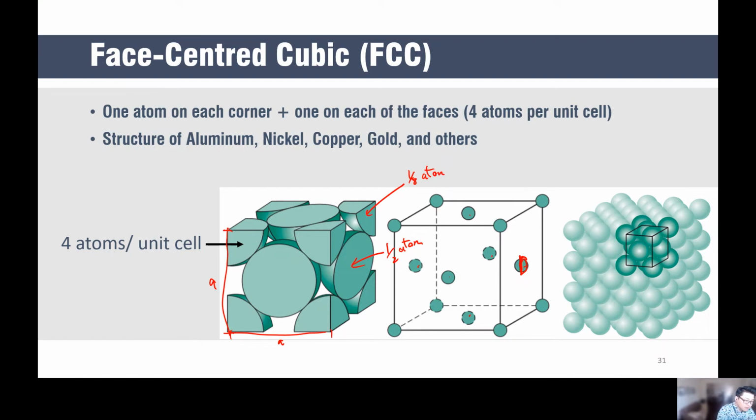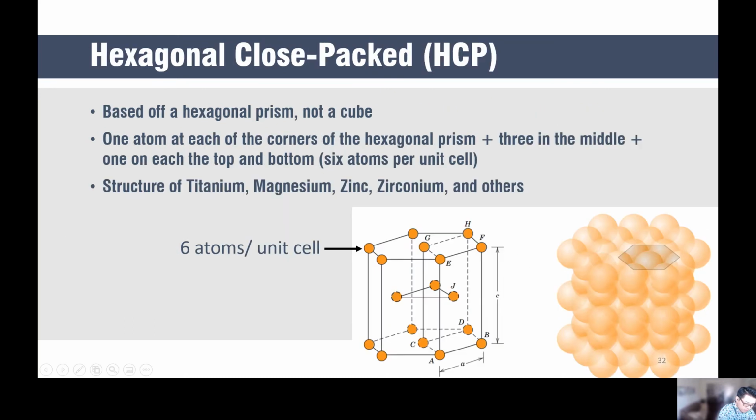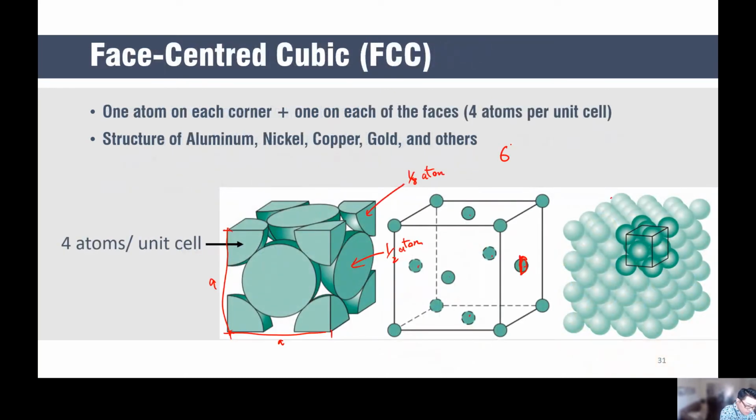And so how many atoms are inside? Well, how many faces do we have? 1, 2, 3, 4, 5, 6. So we have 6 faces times 1/2, plus we have 8 corners times 1/8. So this is 1 atom, this is 3 atoms, which gives me 4 atoms per unit cell.